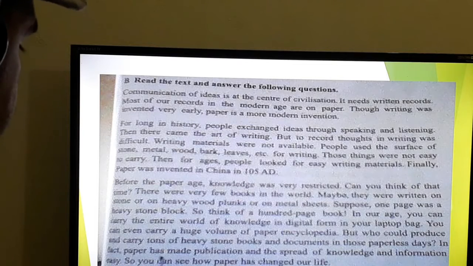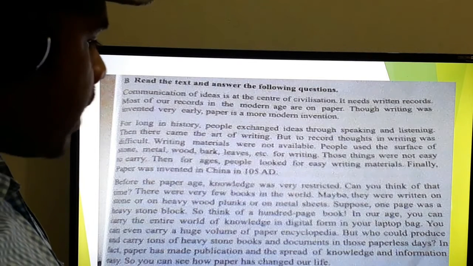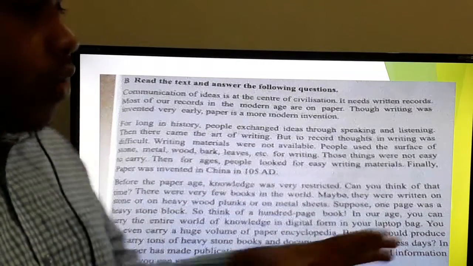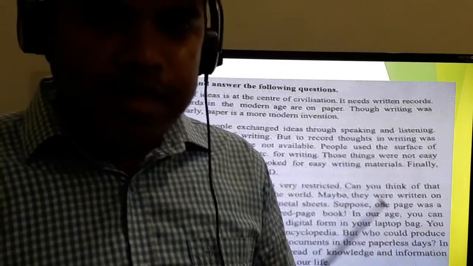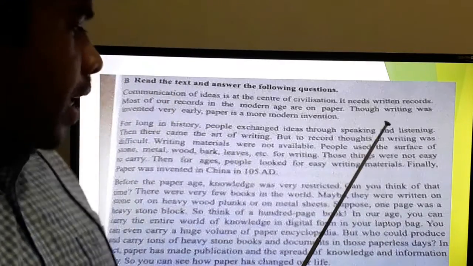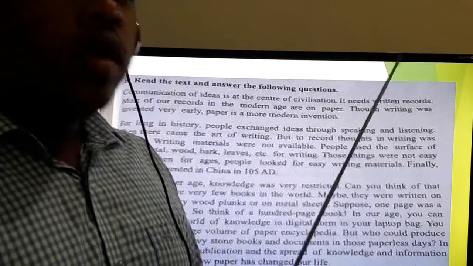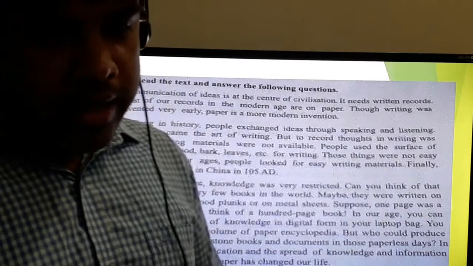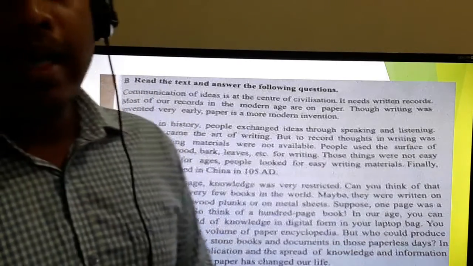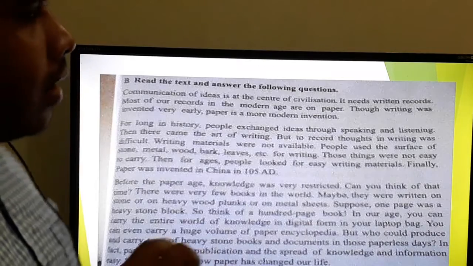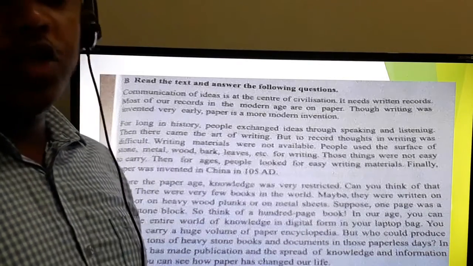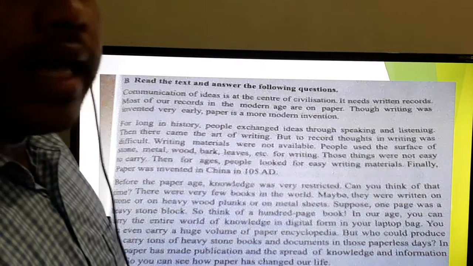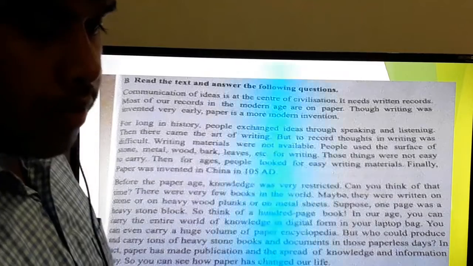In the end, paper has made publications and the spread of knowledge and information easy. So can you see how paper has changed our life? We are talking about paper. Paper has changed our life greatly, and right now we have also surpassed this paper stage. Now we come to paperless days, in digital form, using our mobile and laptop. So you can imagine how paper has changed our life. Paper is a great factor in changing our lifestyle, basically in writing materials.